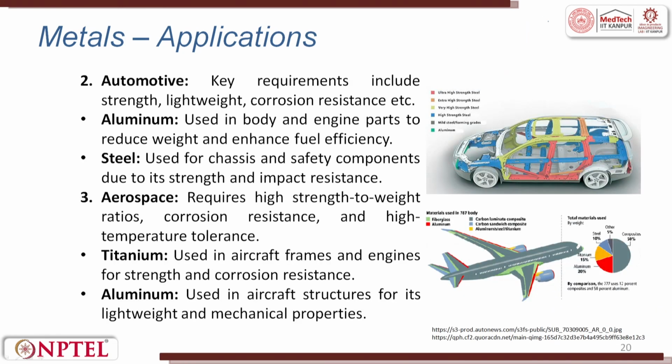When we talk about automobiles, you can see automobiles will always include strength, lightweight, corrosion resistance. So, we look at aluminum, steel as an alternative. When we go for aerospace, it looks for high strength to weight ratio, then it looks for corrosion resistance and temperature tolerance. So, we always go for titanium and aluminum. Landing gear today is made out of aluminum.